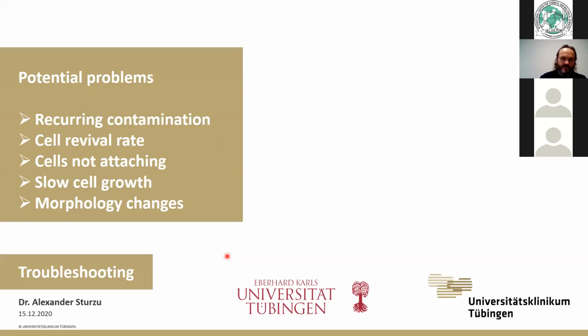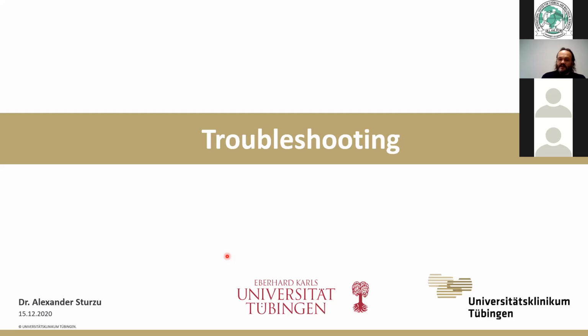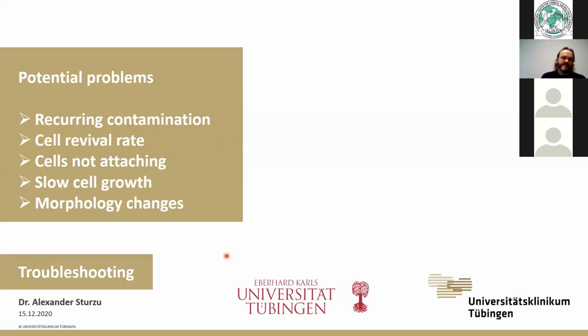So we're coming next to the troubleshooting segment. Which problems are commonly run into when using cell culture, and my suggestion how to approach solving these problems. These problems are, first, recurring contamination. Second, low cell revival rate if you're thawing your cells. Then, if you are working with adherent cells, that the cells are not attaching. And the final 2 points are slow cell growth and morphology changes, like if the cells don't behave the way you were expecting them to.